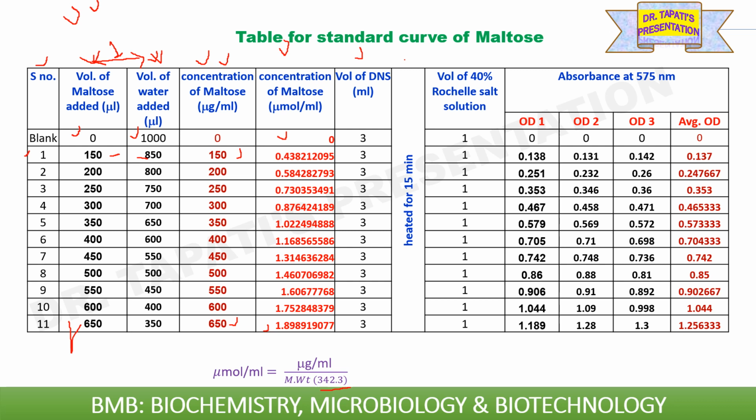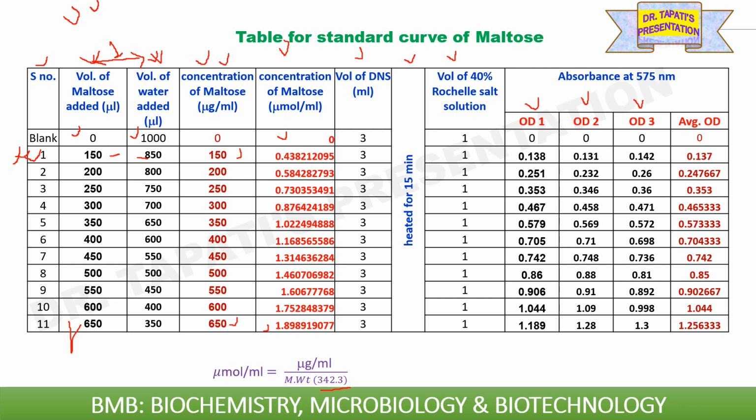Then after 15 minutes of heating in a boiling water bath, you have to add 1 ml of Rochelle salt in each test tube, and you have to measure absorbance at 575 nanometer. For each concentration of maltose, you have to make triplicate data. In 3 test tubes you have to take the same quantities of maltose, so you will get 3 data of optical density or absorbance.